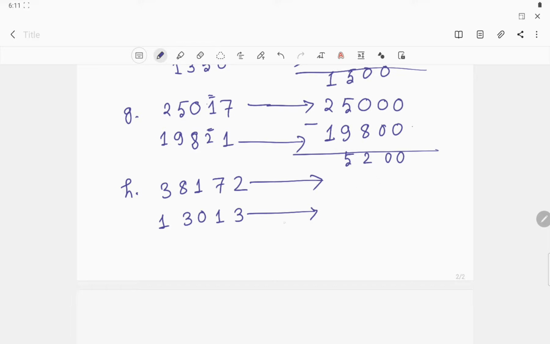And the question number H, yes, it is a 5-digit number. In the tens place it is 7, so it can be rounded to 38,200, right? And it can be rounded to 13,000, right? Because this is less than 5. So now find out the difference. It's also 5200, and 3 minus 1 is 2, so 25,200, right?